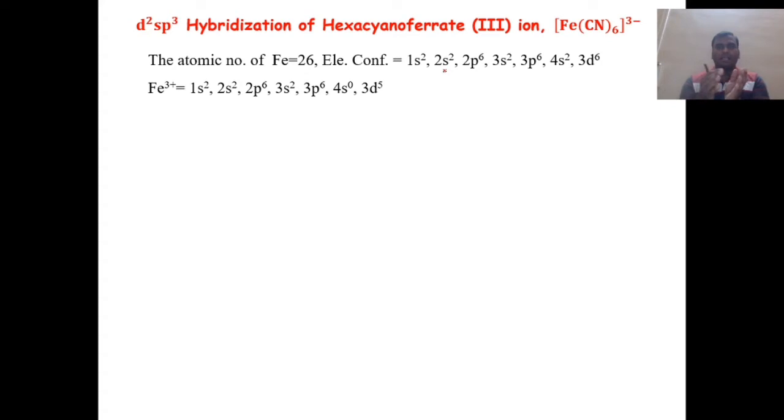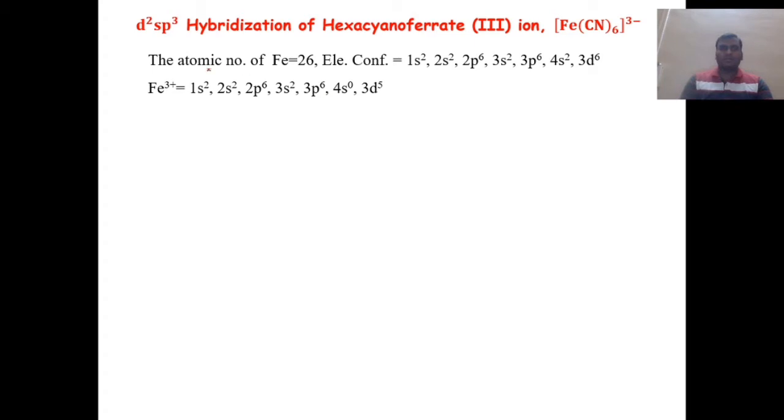Now we know the atomic number, and also the electronic configuration. Now in this case, the oxidation state of iron is +3, because when we calculate the oxidation state, we found that the oxidation state of iron is +3. So whenever it forms a complex with 6 cyanide ions, the iron loses 3 electrons. That means it loses 3 electrons, or its oxidation state is +3.